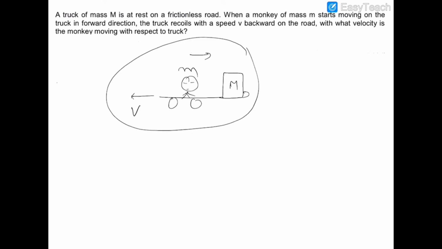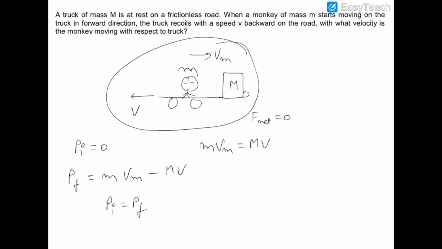Now the first thing which is important is that the net external force acting on this system is 0, and we assume that the velocity of the monkey is vm with respect to the ground. So we can balance the momentum, and hence the initial momentum was 0 because initially no one was moving, and the final momentum is m vm of the monkey minus capital M v of the truck. So if we equate the initial and the final momentum, then we can write that m vm is equal to M v.